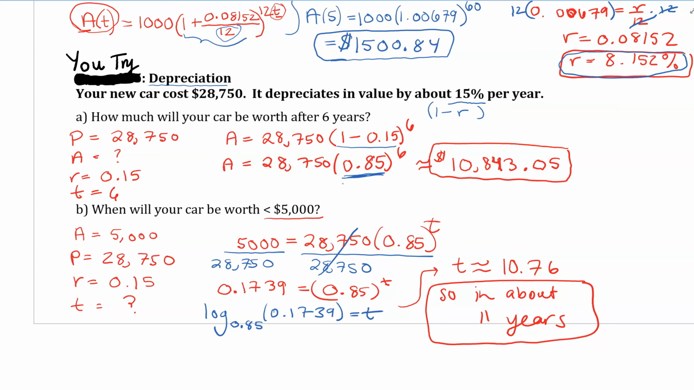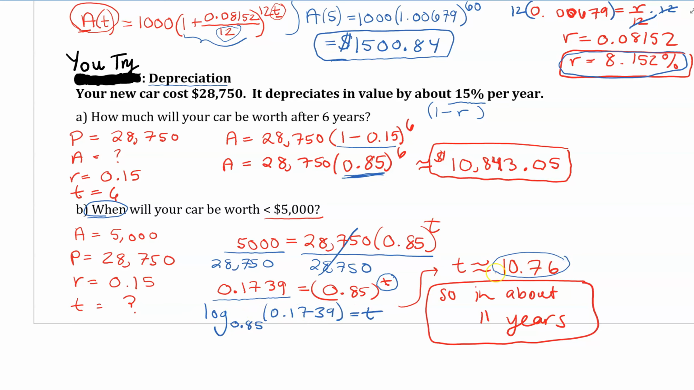Then for part B, when we were looking for time, when will the car be less than 5,000? Well, to find out when it's less than 5,000, I just go ahead and plug in actual 5,000, and then I just make my answer longer, more time than what I get when I solve for when it's equal to 5,000. So anyway, I just plugged in 5,000. I had to divide both sides by 28,750, and I got this decimal here, 0.1739, which was equal to 0.85 to the power of t. Trying to solve for the exponent. So that's when we bring in logs. We rewrite this in log form. So as a log base 0.85 of this result, 0.1739, plug that in my calculator and got about 10.76.